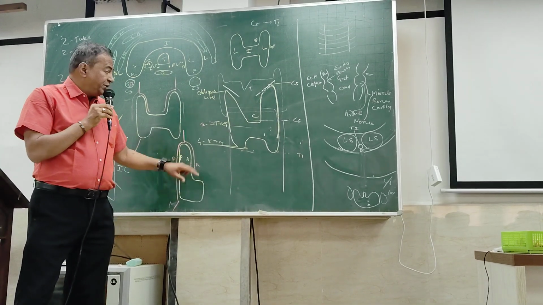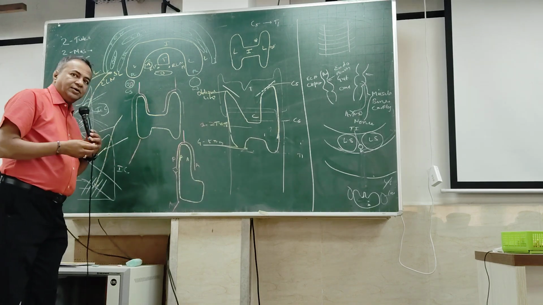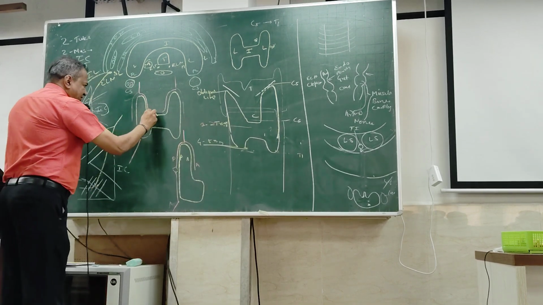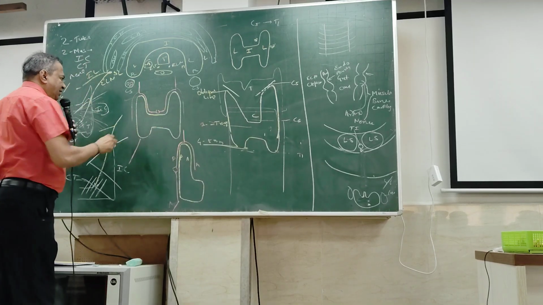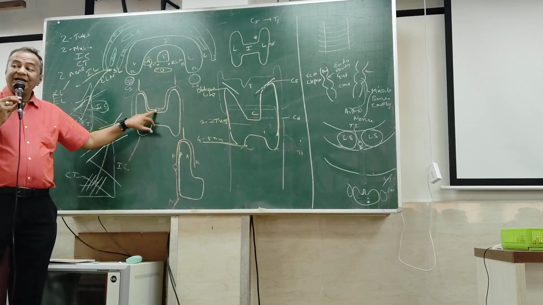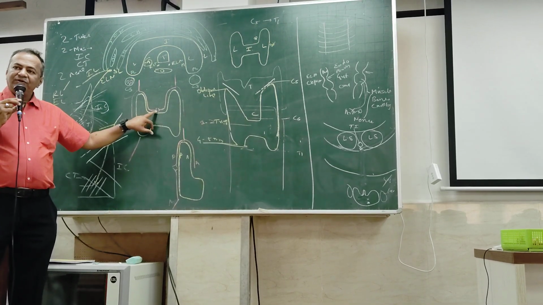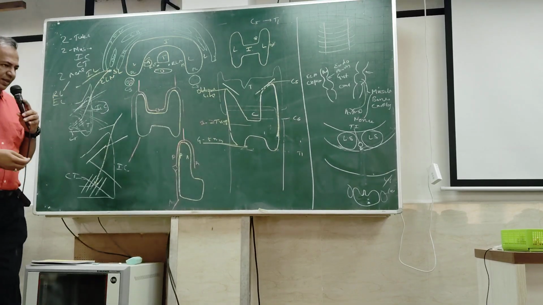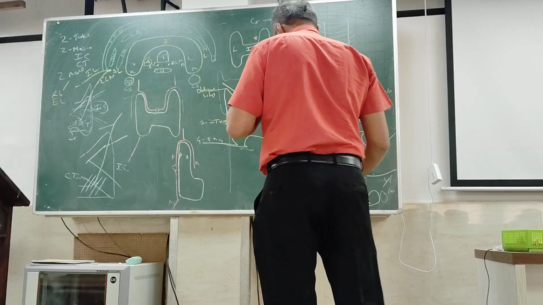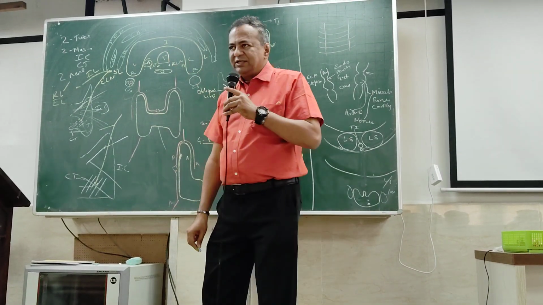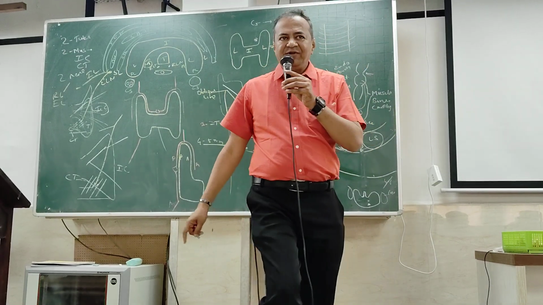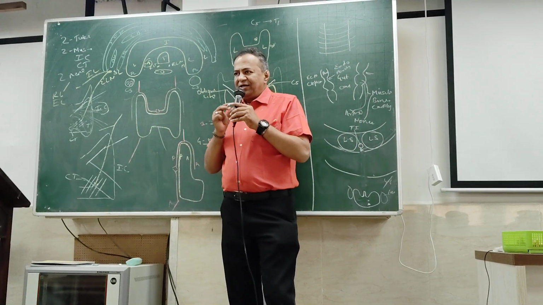Now isthmus superior border. Superior border of the isthmus is related to the anastomosis between the anterior branches of the superior thyroid artery. Very good. And inferior border is related to the middle thyroid vein. Inferior border of the isthmus related to the middle thyroid vein.